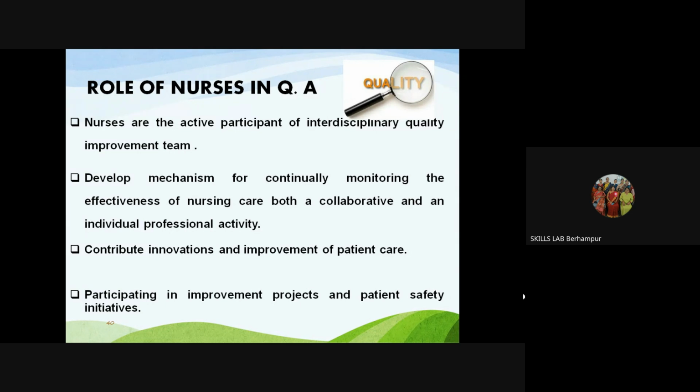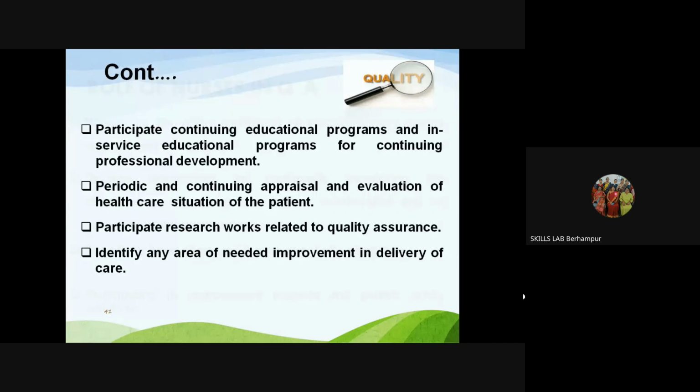How the patient is kept safe in the hospital, and when a patient is transferred from one ward to another, from ICU to the intermediate ward, at that time also they initiate some safety measures. Then participate in continuing educational programs and in-service educational programs for continuing professional development. If professionals attend seminars, conferences, and workshops, they develop new knowledge and new skills, and their work initiation is also very good.